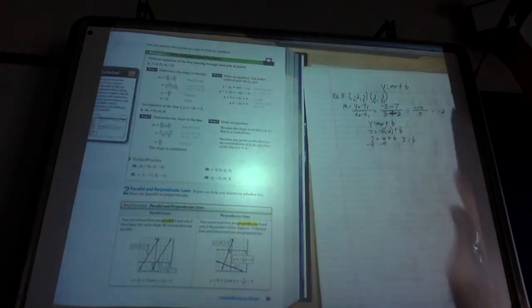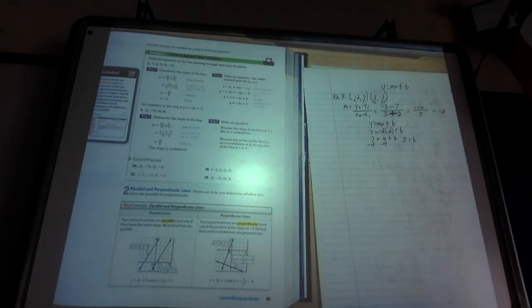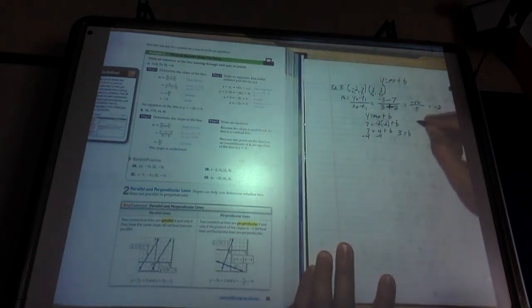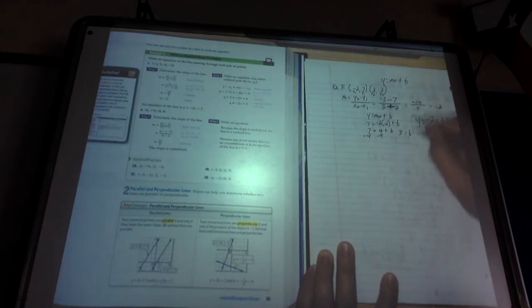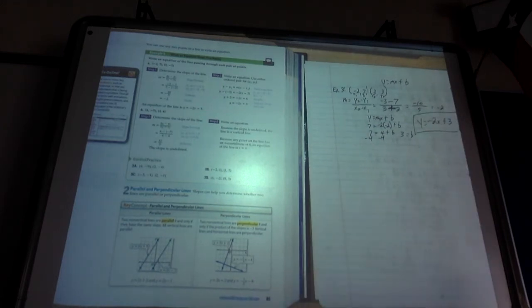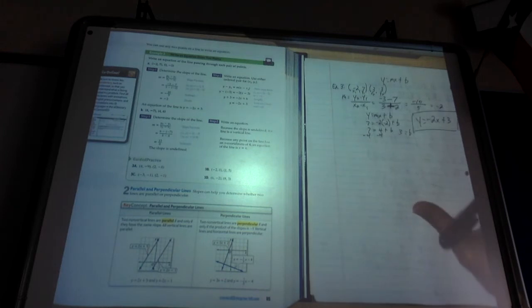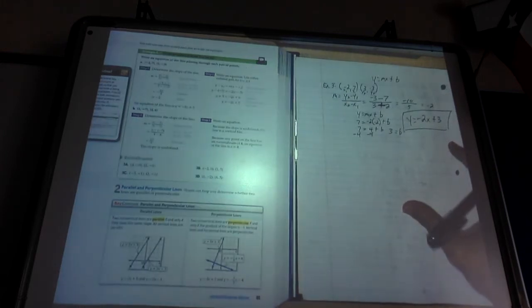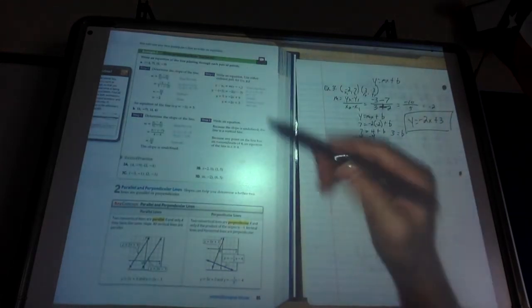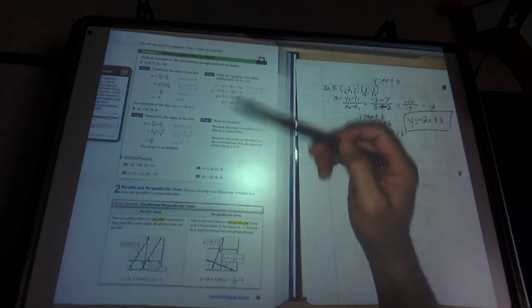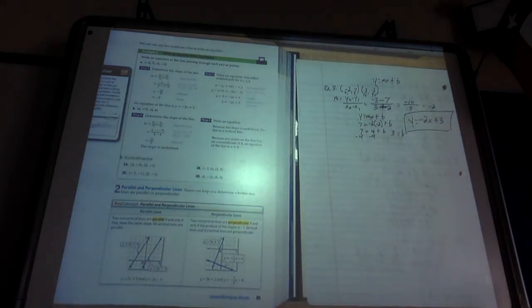So my slope is -2. My b is 3. And I can go write my equation now. y equals -2x plus 3. There's slope-intercept form. The book, if you want to see how to do it in point-slope form, step 2 right here walks you through. You get the same answer. Look what they got using point-slope form: y equals -2x plus 3.